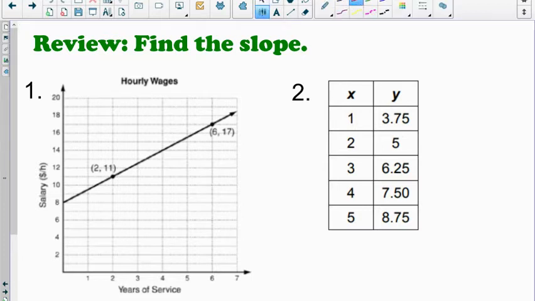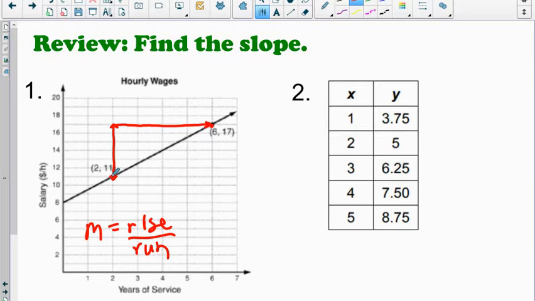All right, in the first one, we're working with a graph. Just a reminder that slope, or m, is rise over run. So what we're trying to do is go from point to point. Your rise is your vertical change. The run is the horizontal change. Here it looks like we're counting by ones in both the x and the y axes. So we can just count spaces, or we can use the numbers, either way.